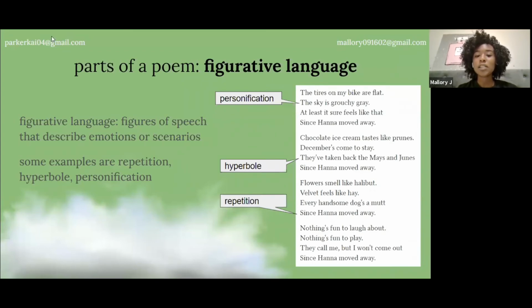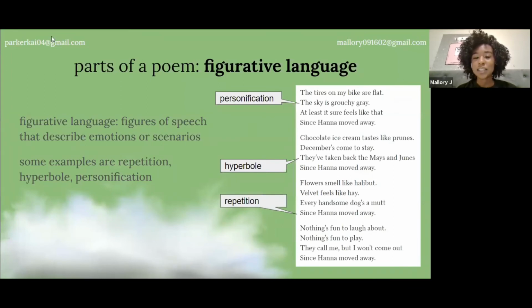So in the first stanza, the second line says, the sky is grouchy gray. This would be an example of personification. Personification is when you take an inanimate object that doesn't have human abilities and make it seem like it does. So this line says, the sky is grouchy gray. Now the sky cannot really be grouchy, so that would be an example of personification.